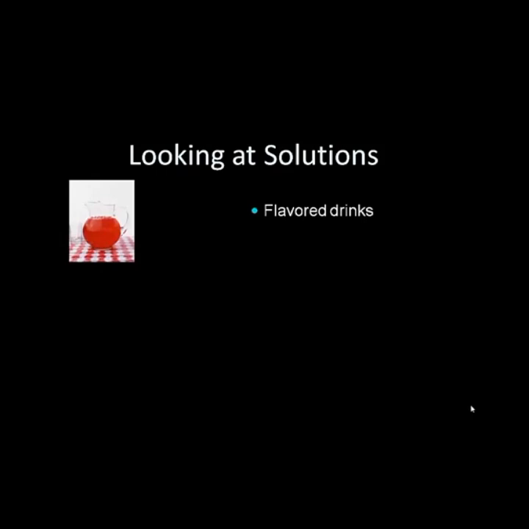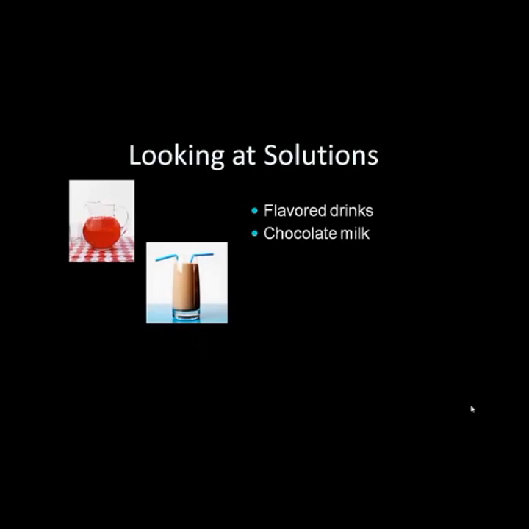So let's take a look at solutions really quickly. Flavored drinks such as Kool-Aid, that is a solution. You take the package, you dump it in, put it with some water, and the water takes on the color of the Kool-Aid, so it is a solution. Chocolate milk is another one. You put the chocolate syrup in, and of course your white milk turns brown because you added chocolate.